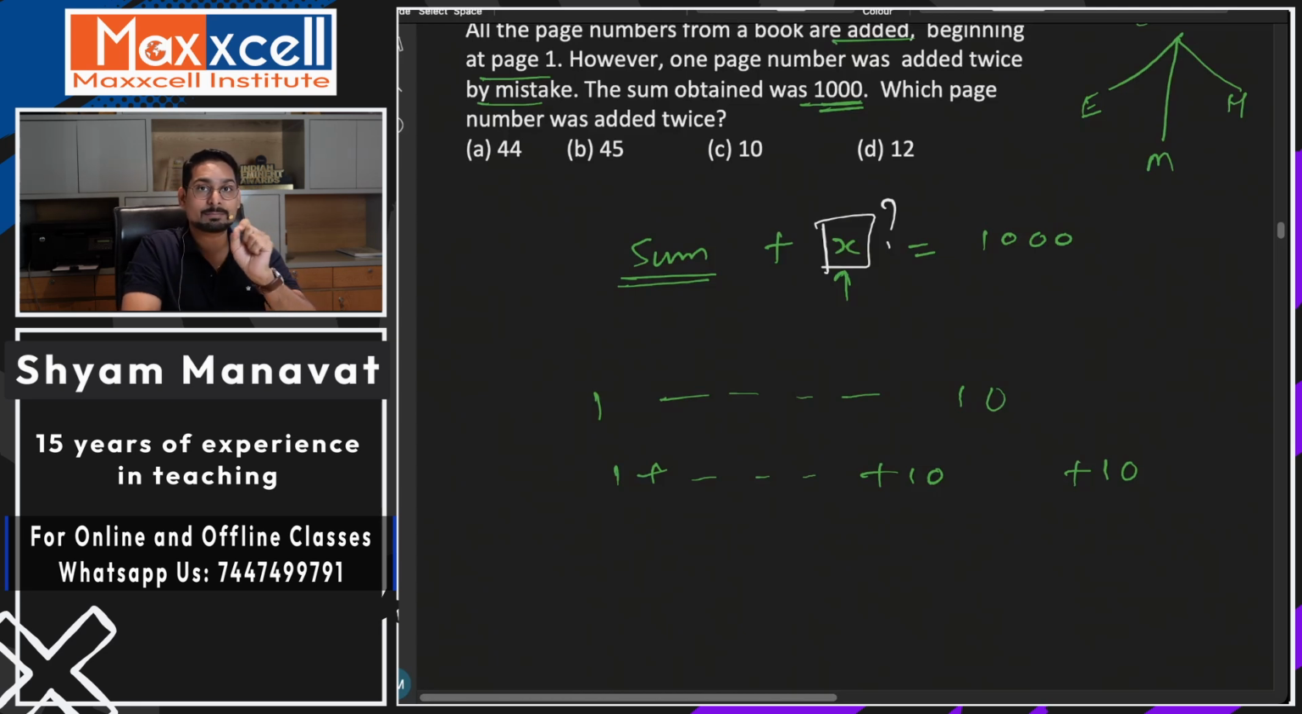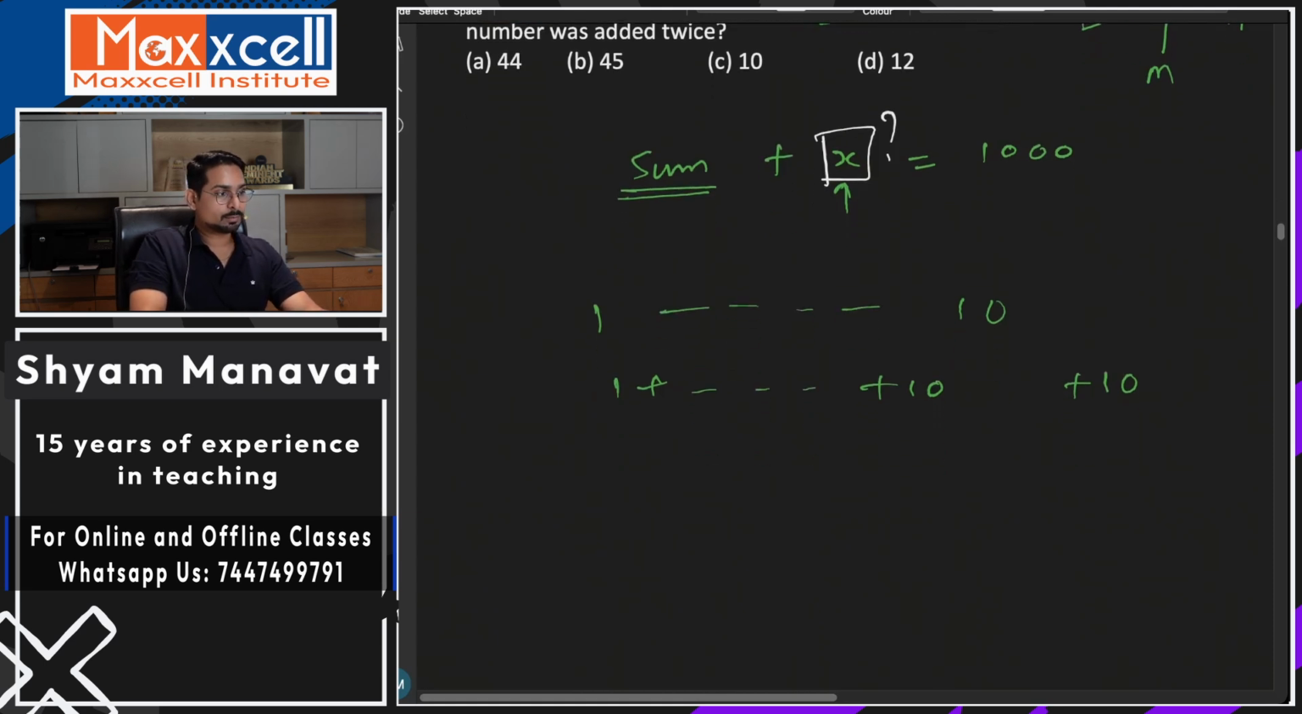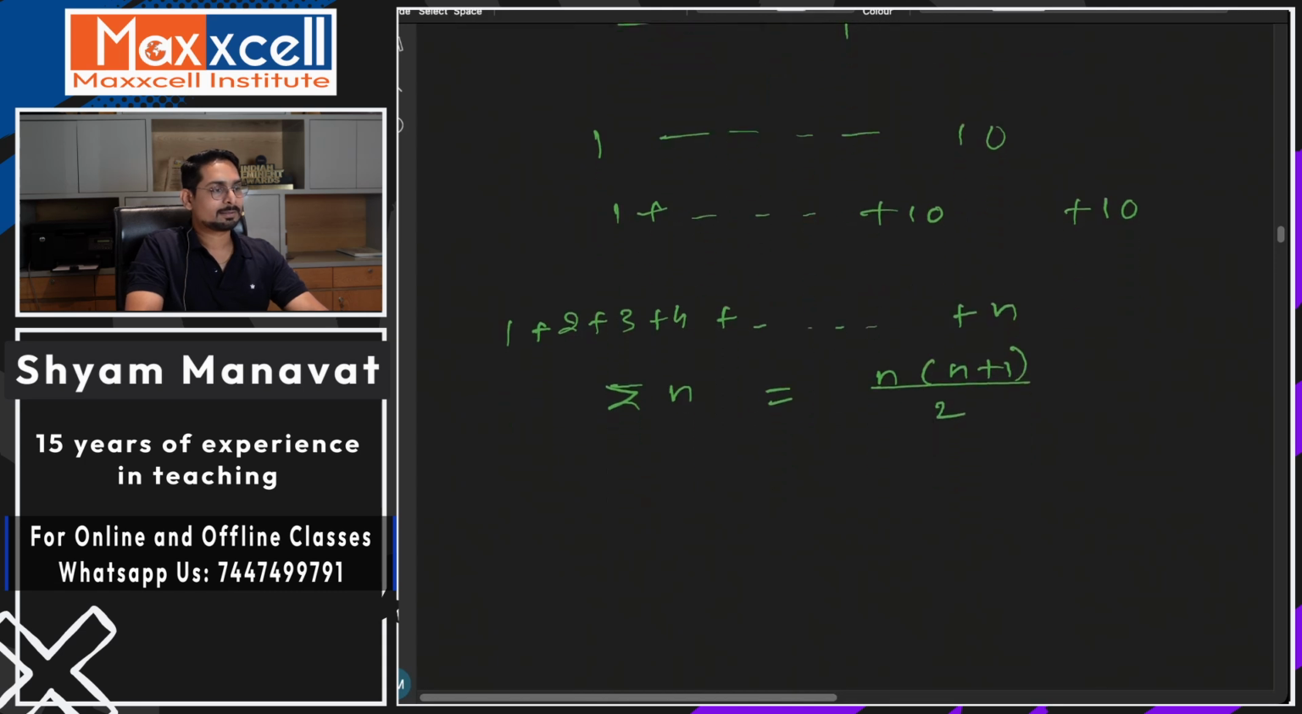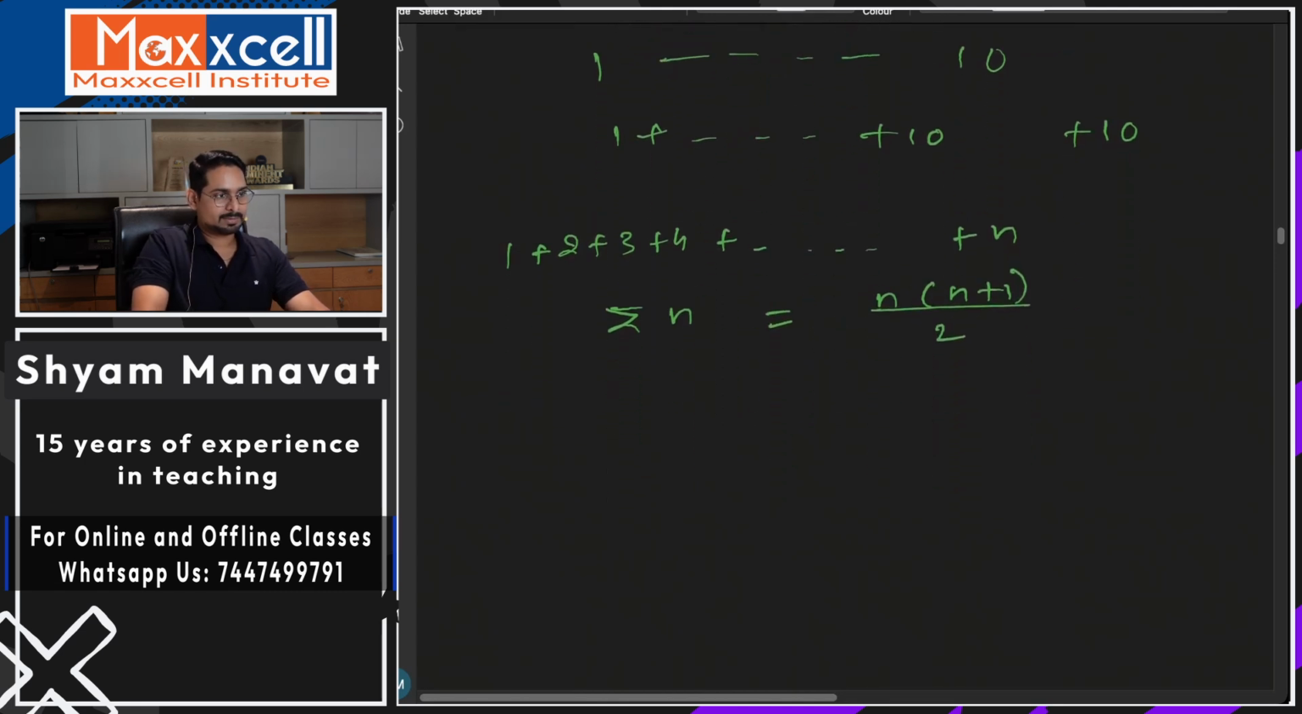How many page numbers have you added? You are not aware of that. But they will look like what? 1 plus 2 plus 3 plus 4 plus and so on. That means the sum of n natural numbers. What is the formula for the sum of n natural numbers? That can be represented as summation of n, which is equal to n(n plus 1)/2, right? Now this sum is your actual sum, without any kind of repetition.